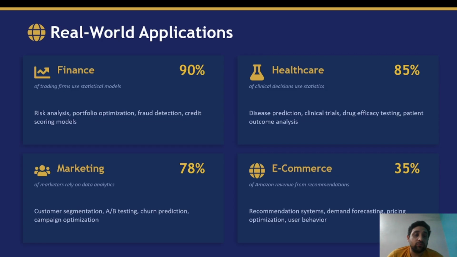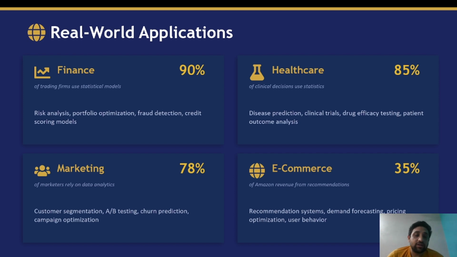Now we move next towards the real-world applications. Statistics plays a vital role across industries. In finance, it is used for risk analysis, fraud detection, and portfolio optimization. In healthcare, it supports clinical trials, disease prediction, and drug testing. Marketing teams use statistical methods for customer segmentation, A/B testing, and campaign optimization.